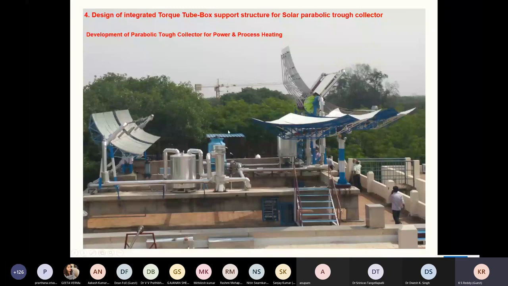Otherwise, this is a massive load. This is on a 4th story building. This is almost the terrace of a 4-story building, and you can see that because in IIT we have a lot of vegetation and greenery. It's very difficult to find space for ground mount systems. But this is a massive structure. As I mentioned, our approach is a 4D approach. So therefore, it's very difficult.